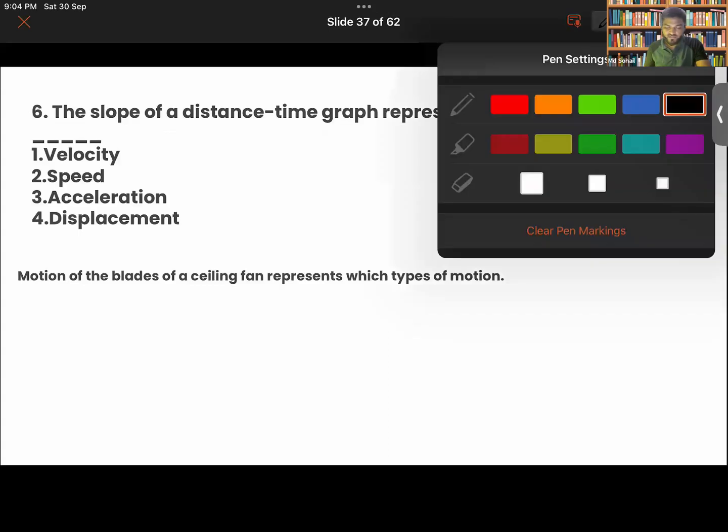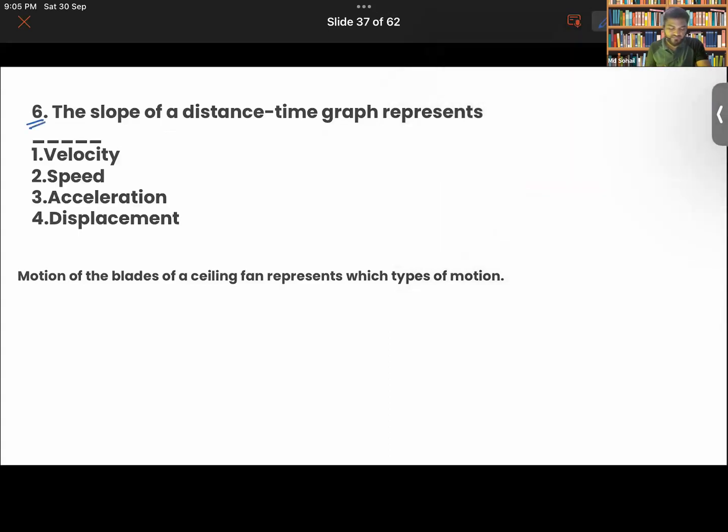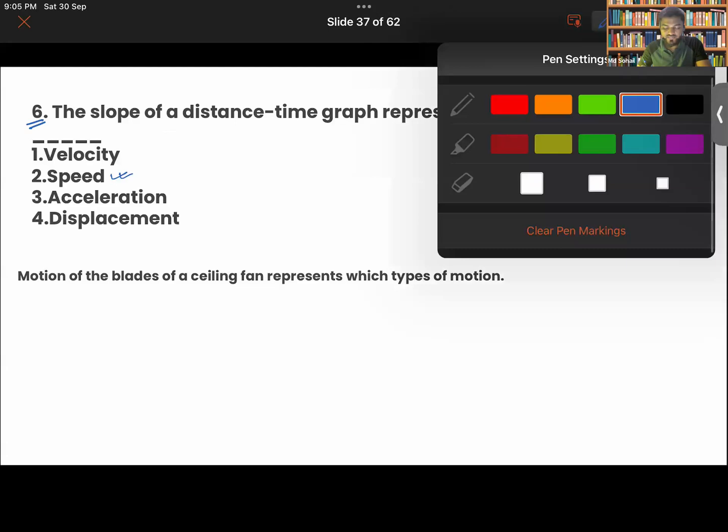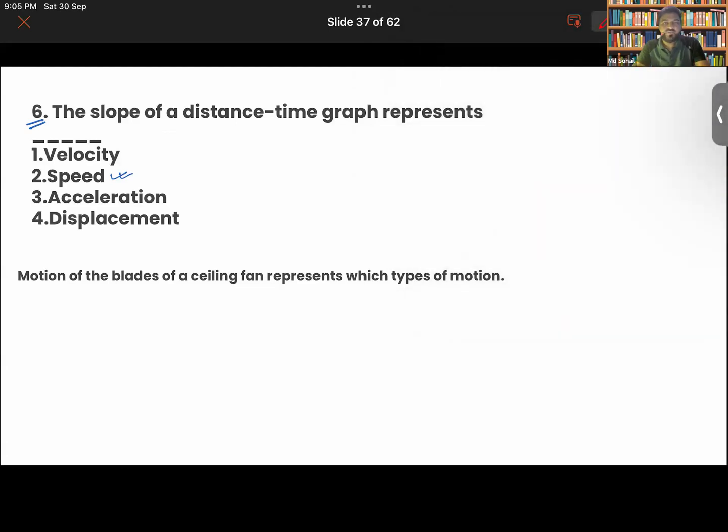Okay, now coming back to you, Sundus. Question number 6. What does the slope of a distance time graph represent? Speed. Okay. So it represents speed, or interchangeably, velocity has also been used for speed.